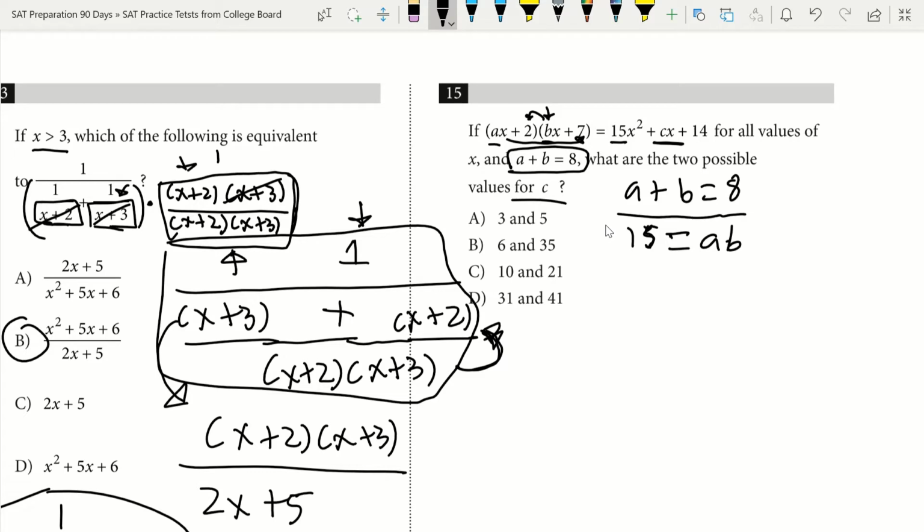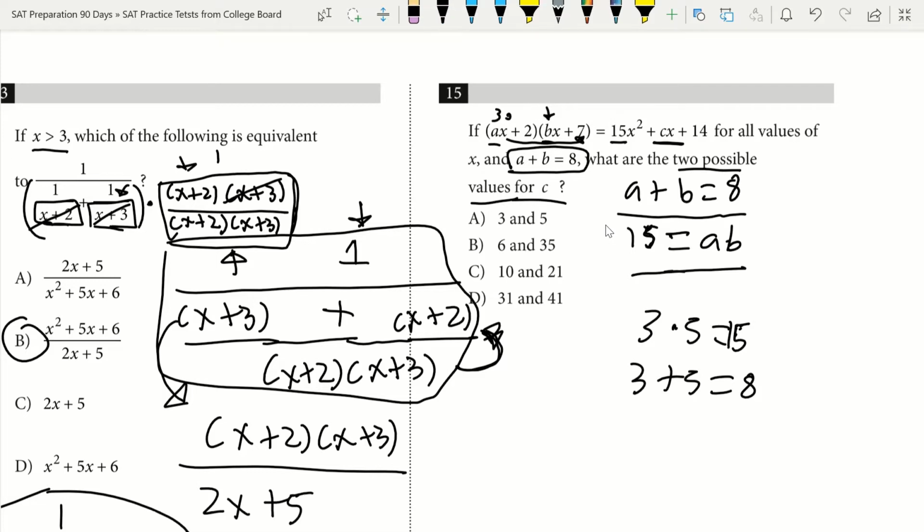Well, I see a plus b equals 8, so immediately I would be thinking what things that multiply to get 15 also add to get 8. And immediately I think 3 times 5 equals 15, and they also add to 8, right? Now keep in mind, I'm asked for two possible values of c, which means that I can pick either 3 or 5 for a. It can be 3 or 5, and it will have to be 3 or 5. I have to use both because I have to solve for both possible values for c.